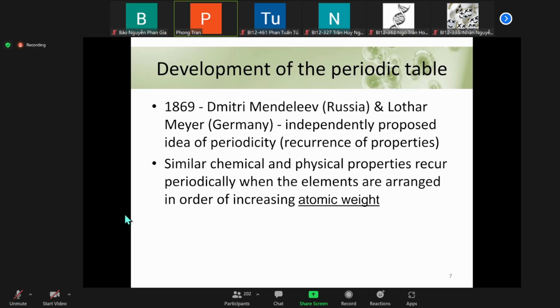proposed by Mendeleev. But remember we have to say that at that moment, both Mendeleev and Mayer in Germany proposed the same idea. That means they independently proposed the idea of periodicity of elements. It says that similar chemical and physical properties recur periodically when the elements are arranged in order of increasing atomic weight. How is it?